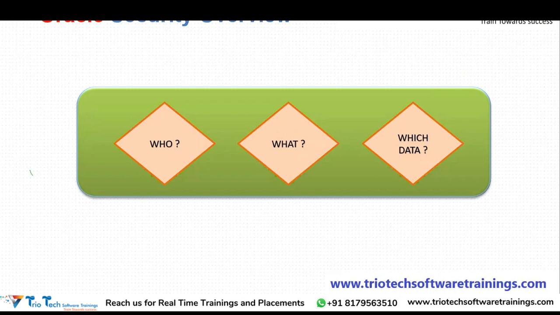Now what is the second question? What is the access that needs to be provided? That is the second question. And then the third question is which data. Which data means what type of data the person whom the access is being given needs to have access to. Not all people should have all data access, because there is a lot of sensitive information when it comes to business.